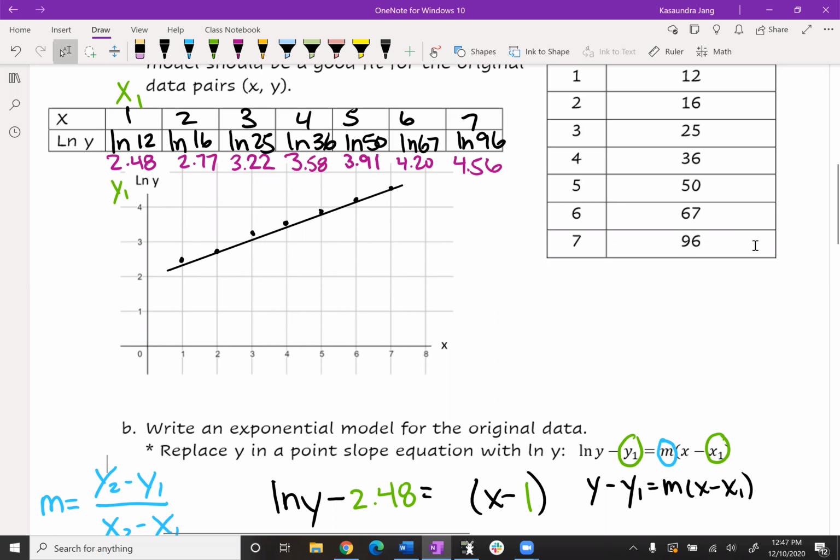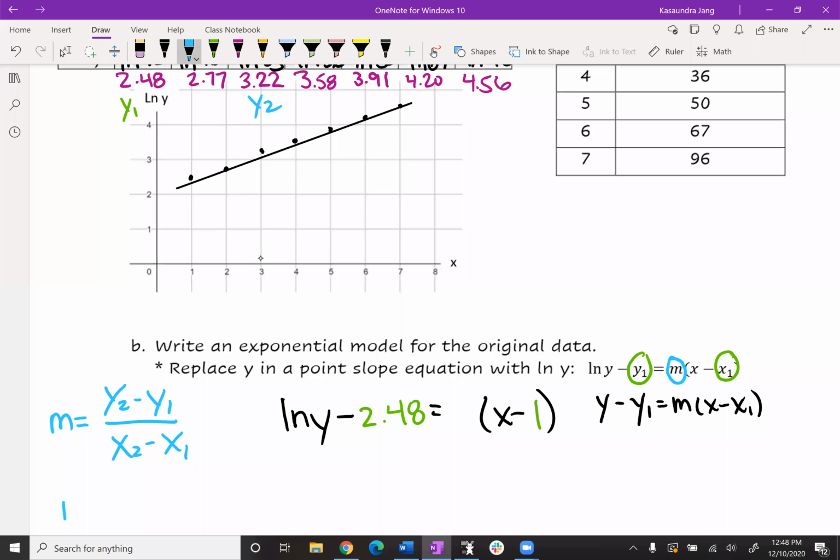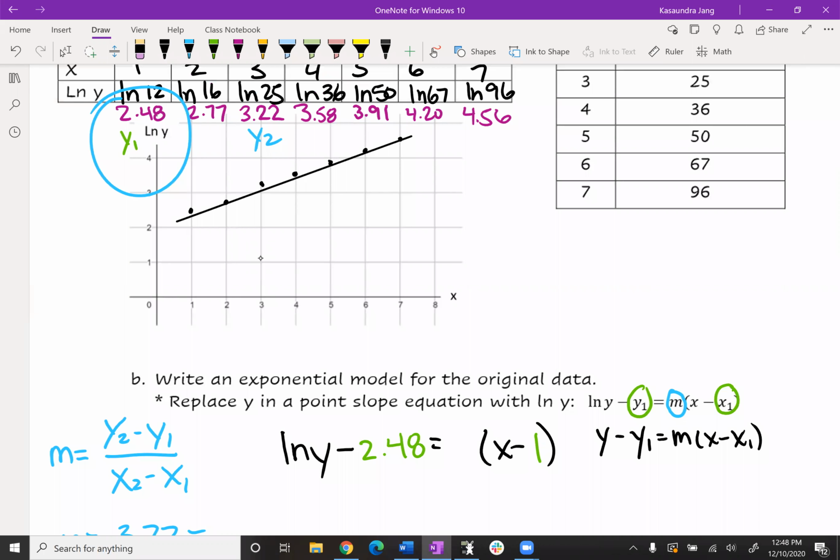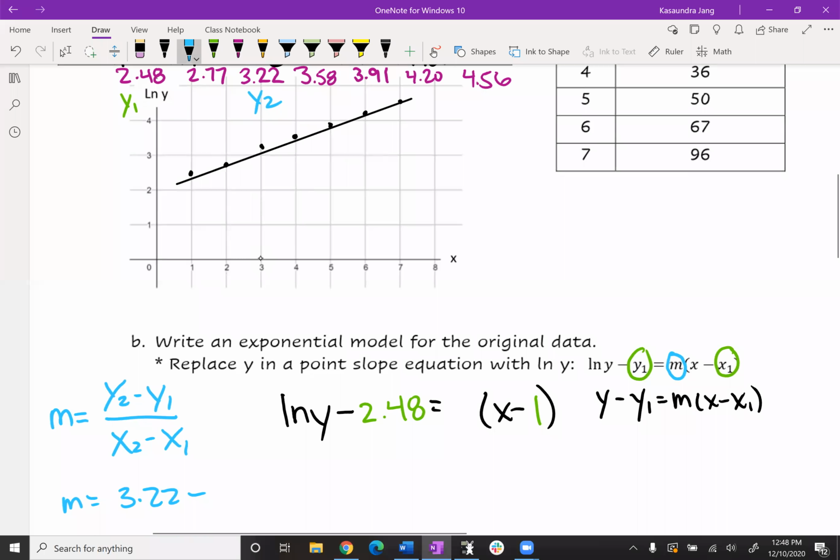All right, so my Y2, we already identified the Y2 is my 3.22 minus Y1. Let's see, my Y1 was 2.48 over X2 minus X1, so 3 minus 1. All right, so I will say that I want a single number divided by a single number. All right.